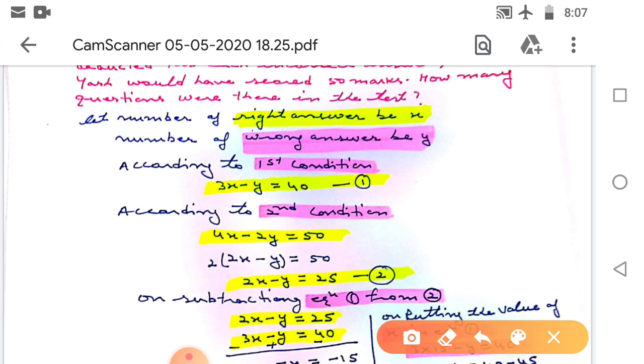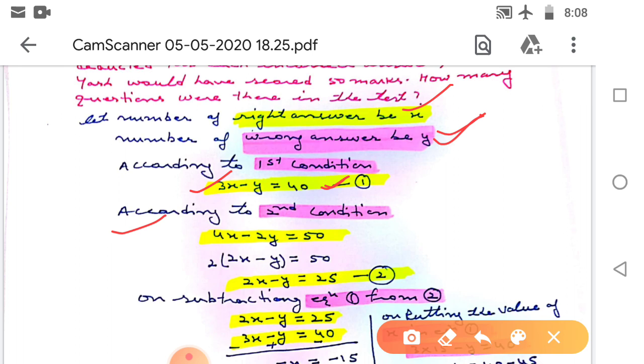Now according to the first condition, Yash scored 40 marks. Number of correct answers here x, right? So marks scored 3x. But number of wrong answers y, so marks deducted, that is y. 3x minus y is equal to 40. This is equation number 1.